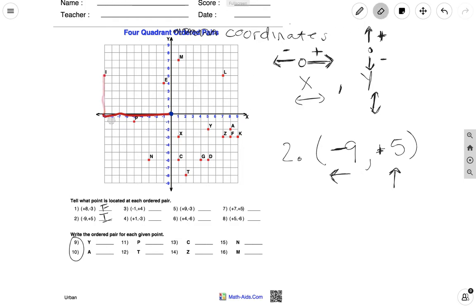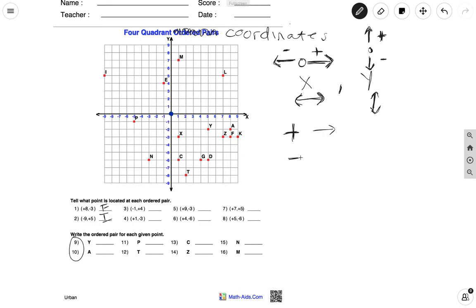That's all you have to do for these problems. Just follow this rule right here. X tells me left or right. So if you have a positive number, you're going to go right. And if you have a negative number, you're going to go left. You're going to go that way.